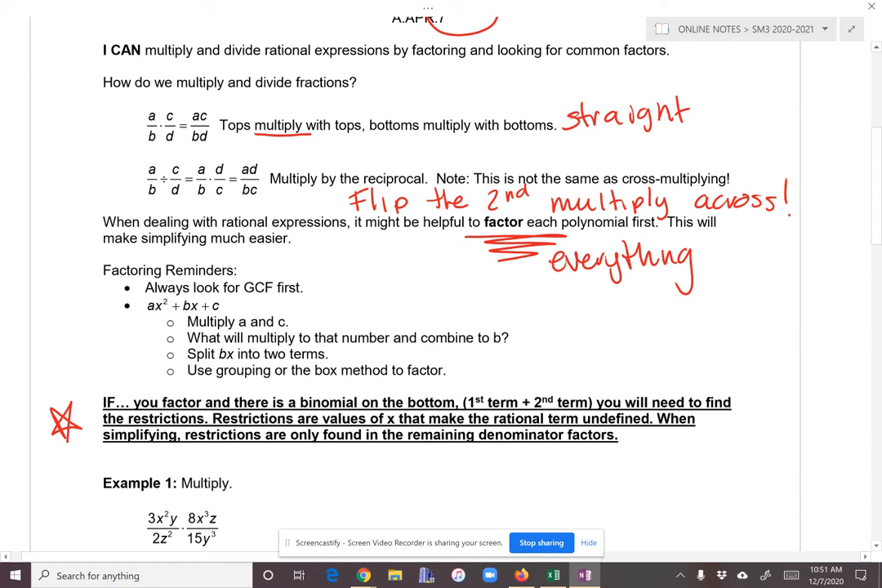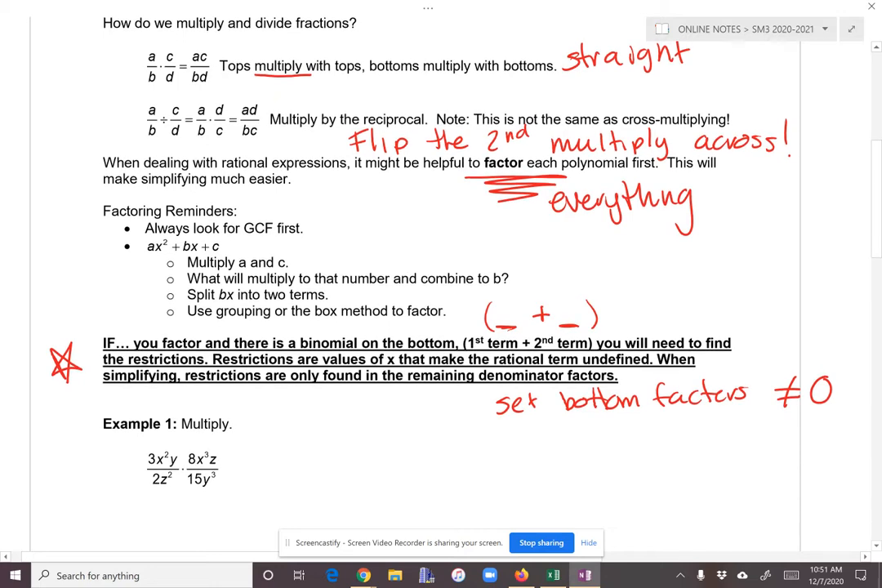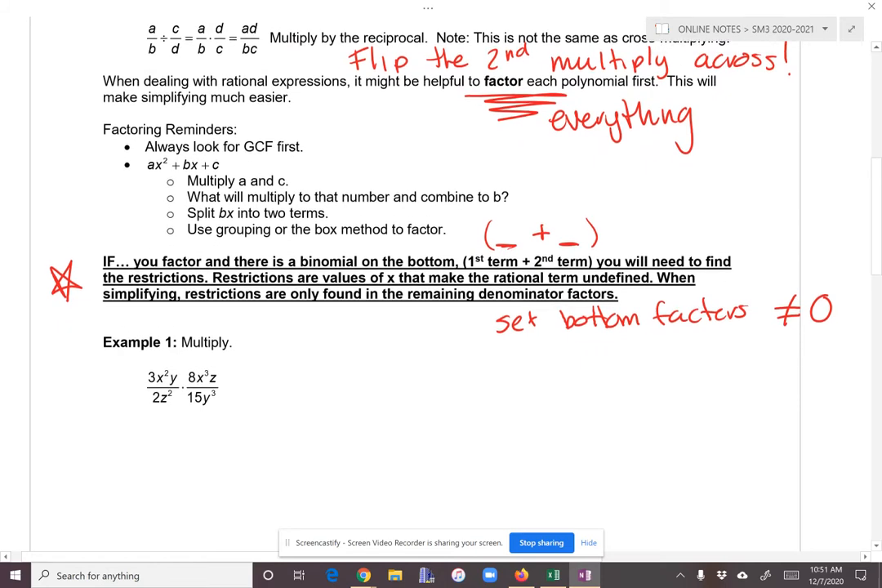If you factor and there's a binomial on the bottom, meaning there are two terms, something that looks like this, we've seen it all the time, you'll need to find the restrictions. The restrictions are values that make the bottom 0. So we find restrictions by setting the bottom factors not equal to 0. And then we solve. Okay, those are restrictions. I'm going to go through these examples fairly quickly, but there are a couple of steps.